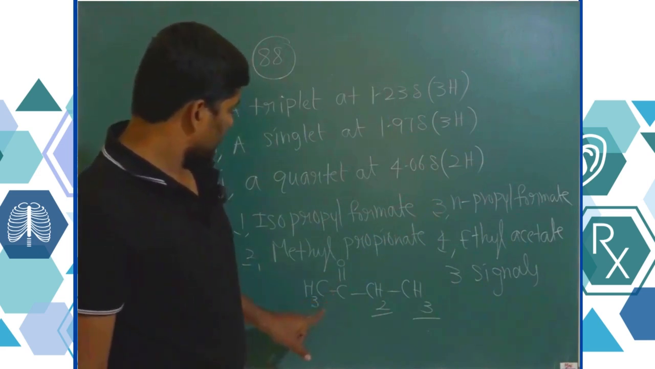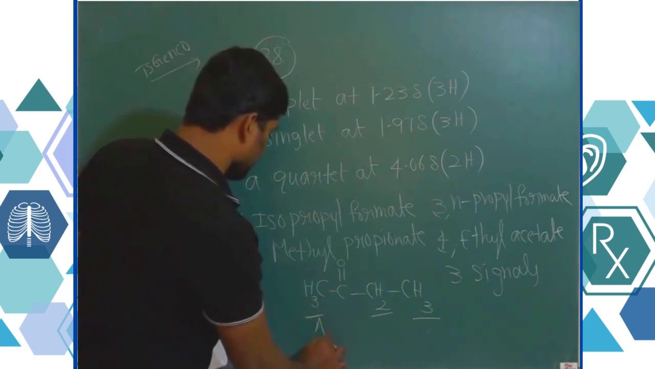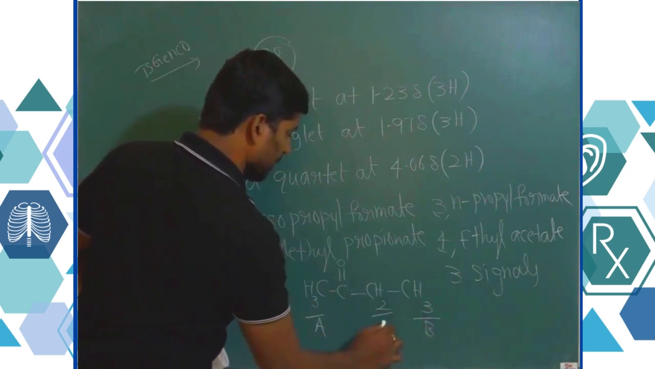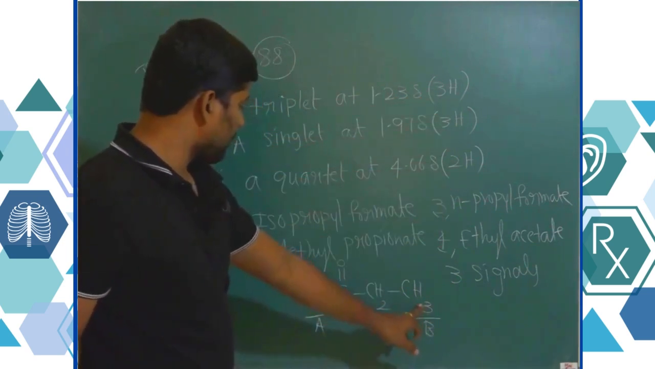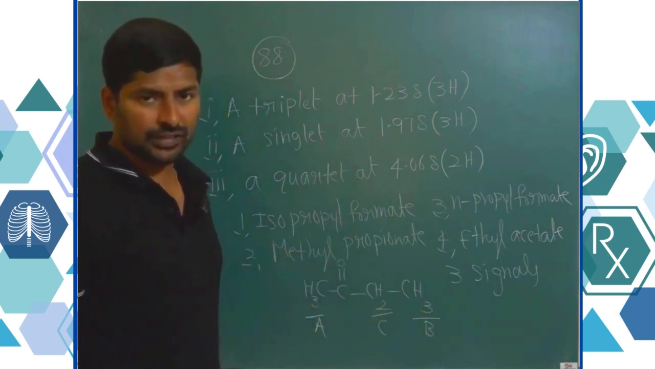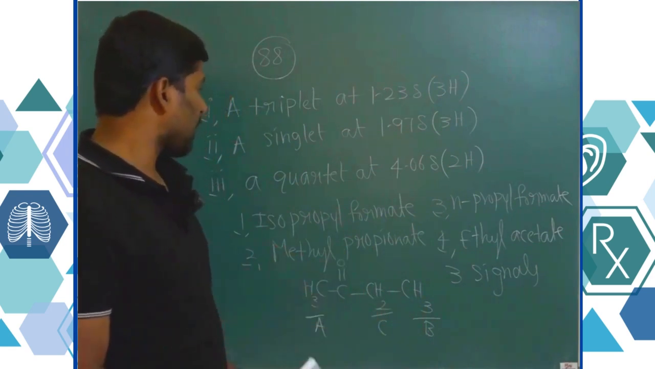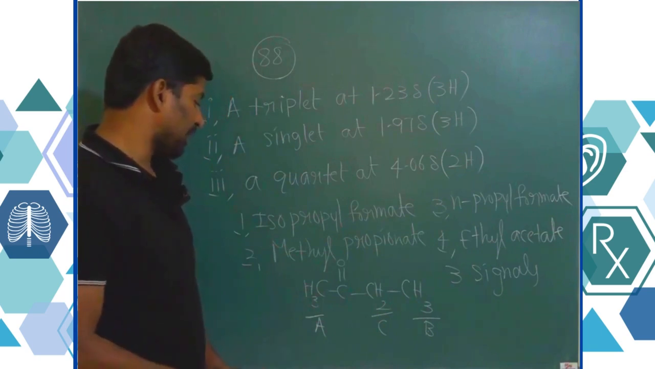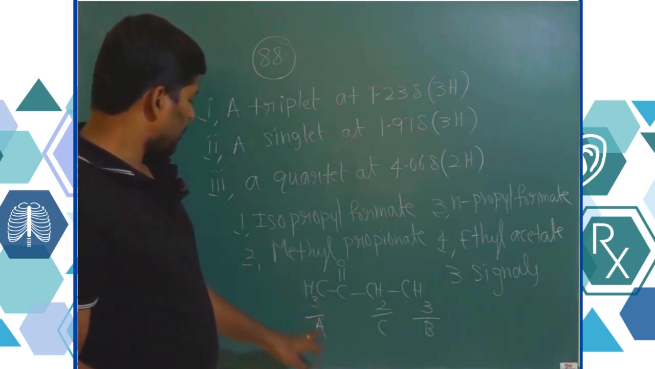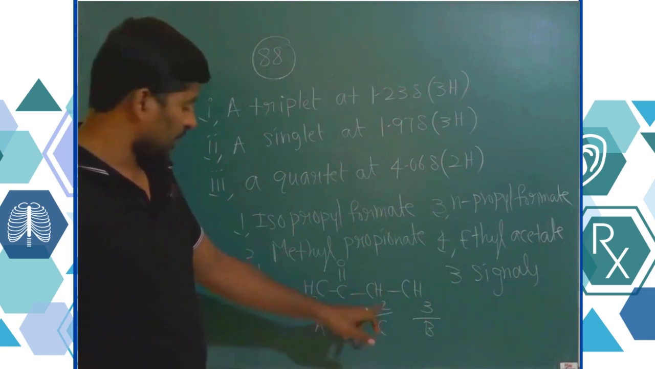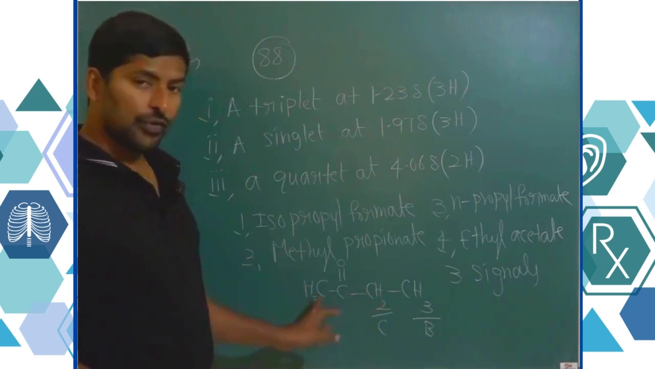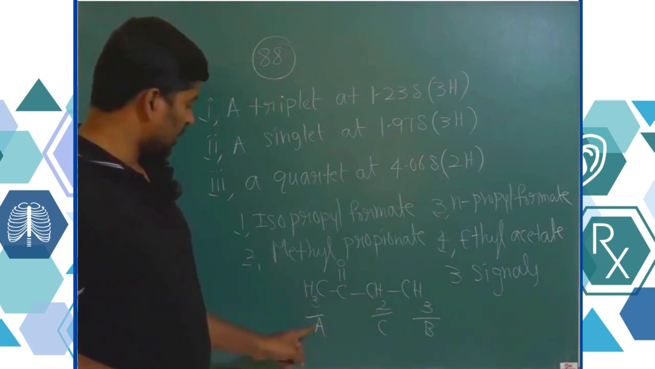Another one, in A set, how many protons are there? 3 protons. In B set also 3 protons. In C set 2 protons. See here, 3 protons, 3 protons, and 2 protons. That is also matched. Next one, coupling. If you consider spin splitting, here A type of protons are singlet, since the gap between these hydrogen atoms and these hydrogen atoms is high, so it may not undergo coupling, and so further splitting may not be observed.